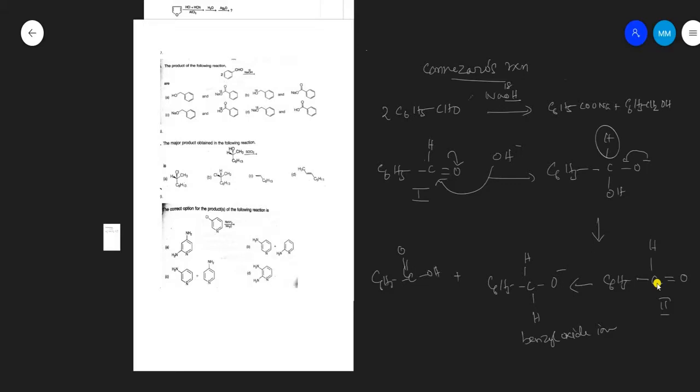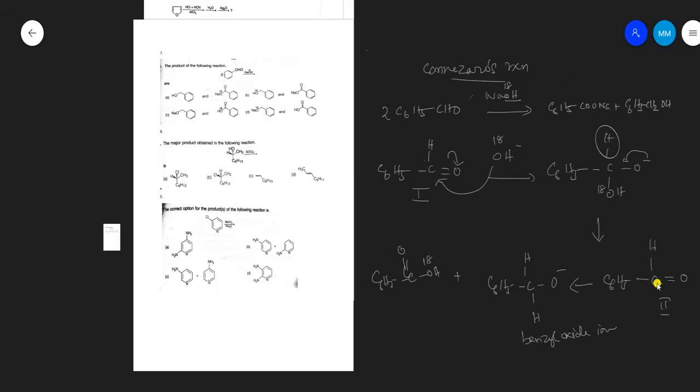So here the enriched oxygen is present. This goes to here. So this is oxygen 18, and this oxygen 18 is in the acid part, not in the alcohol part. The alcohol part does not contain the enriched oxygen.